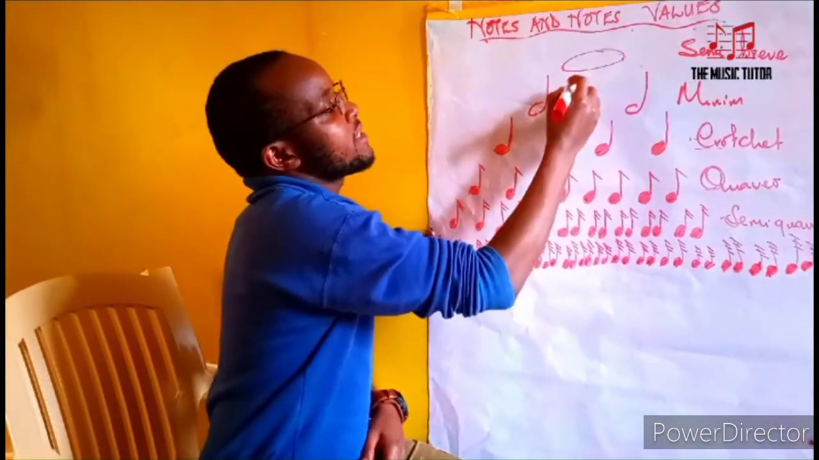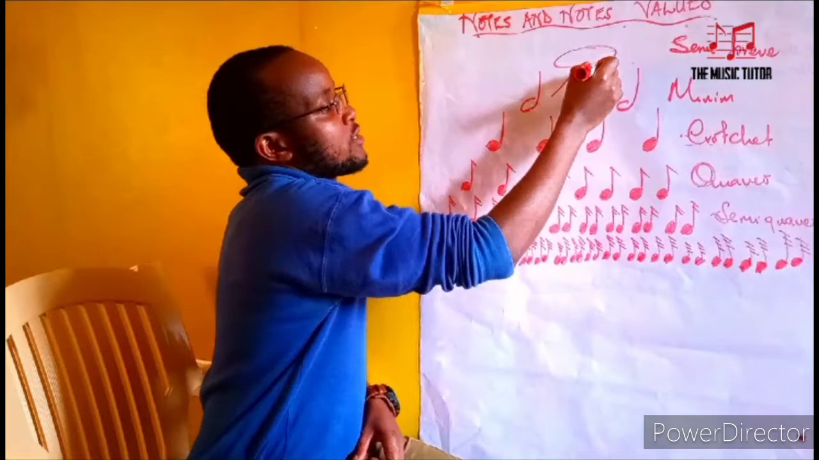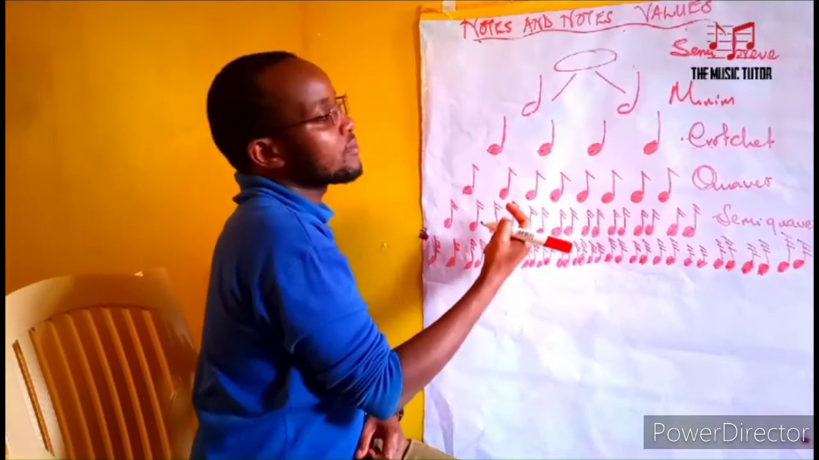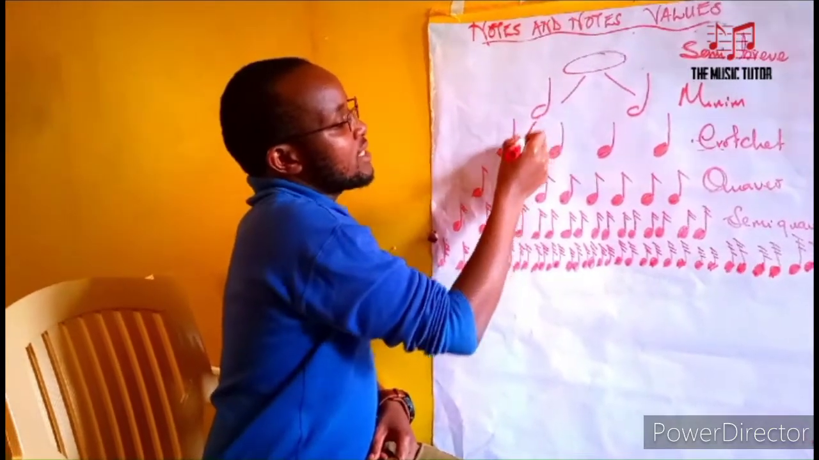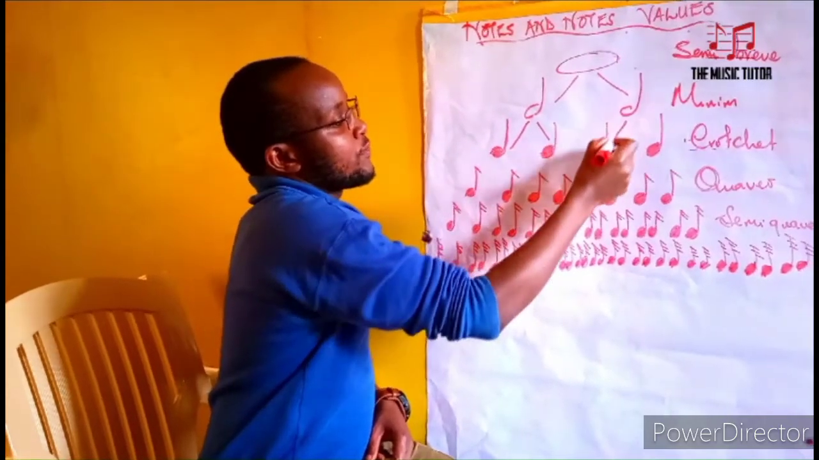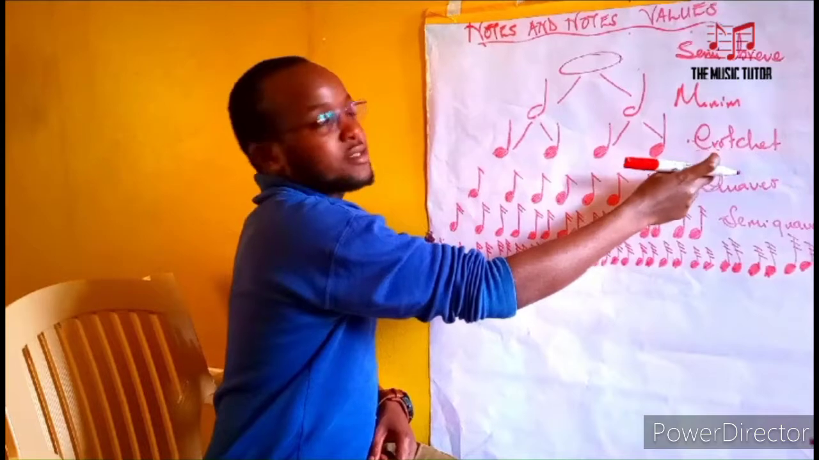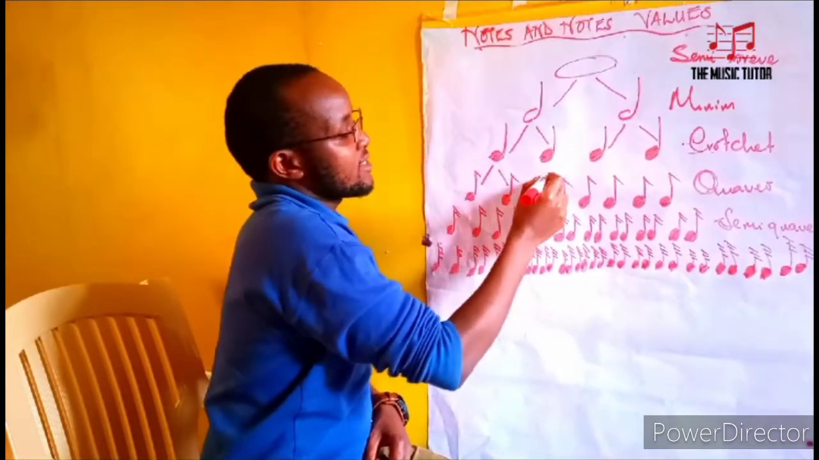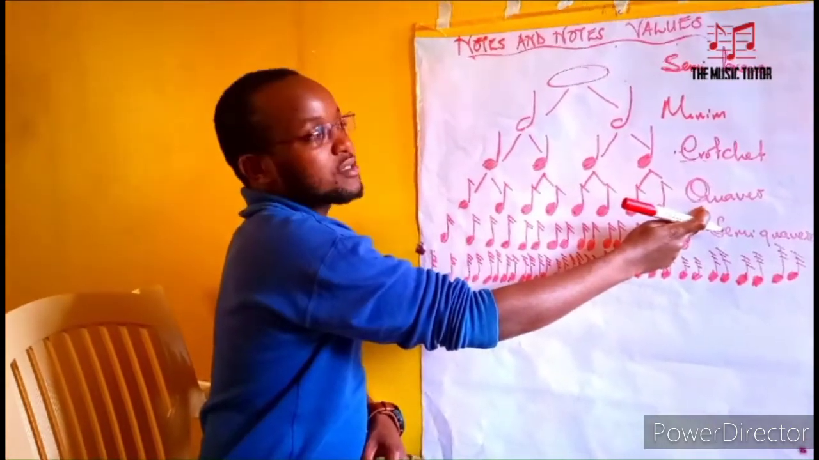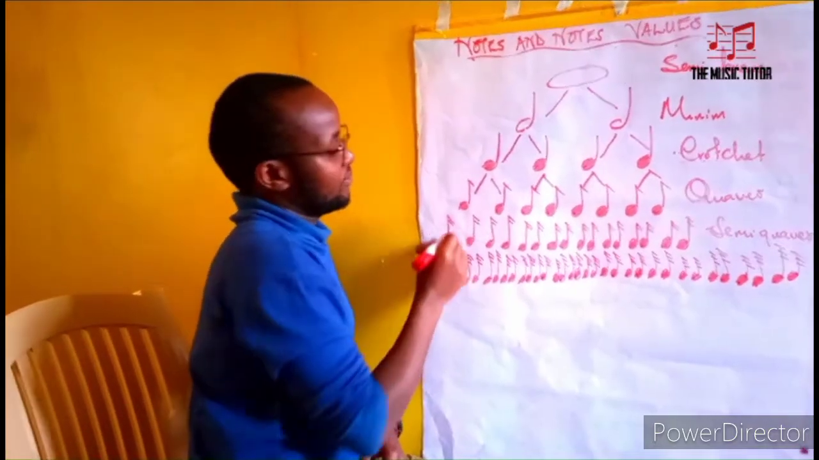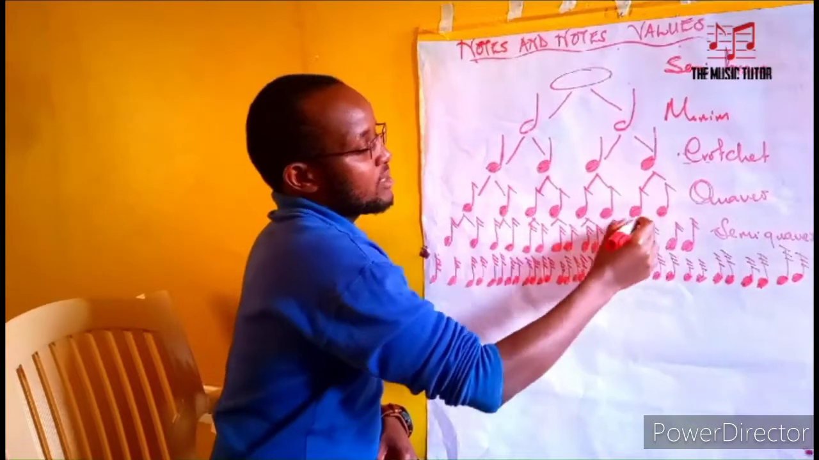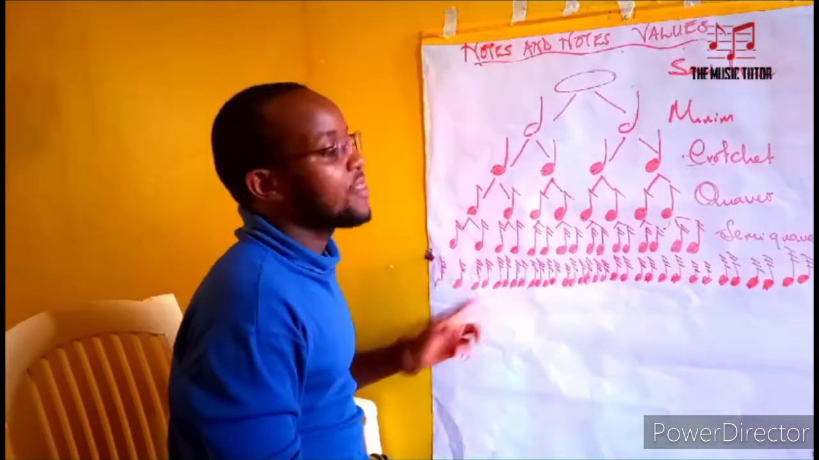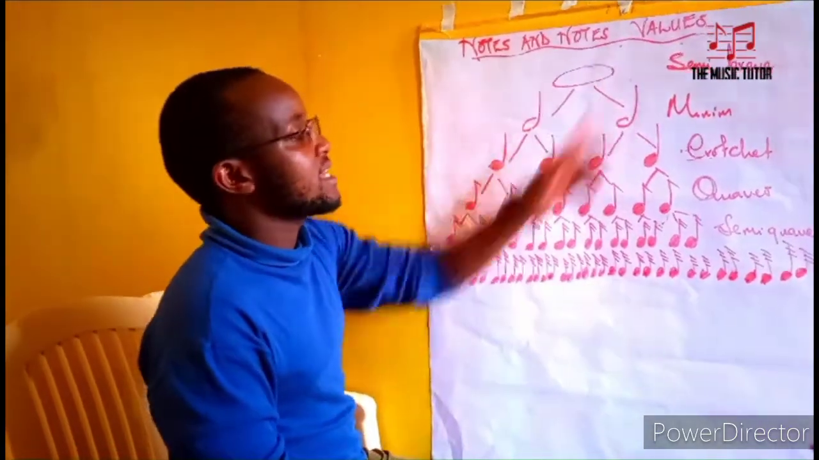We said that the semibreve is a whole note. That is, two minim notes make a semibreve. That is, four crotchet notes make a semibreve. That is, eight quaver notes make a semibreve. That is, 16 semiquavers make a semibreve. And 32 demisemiquavers make a semibreve.